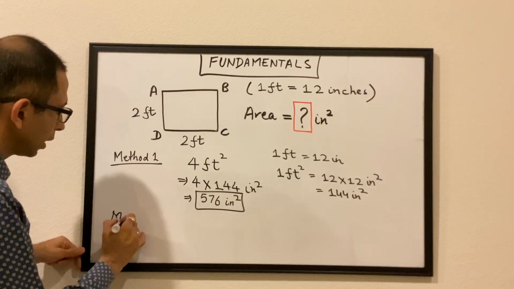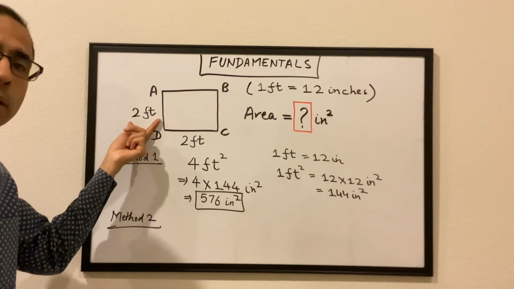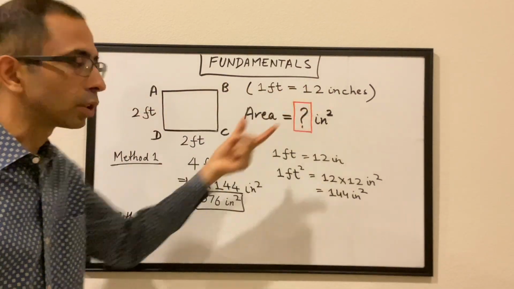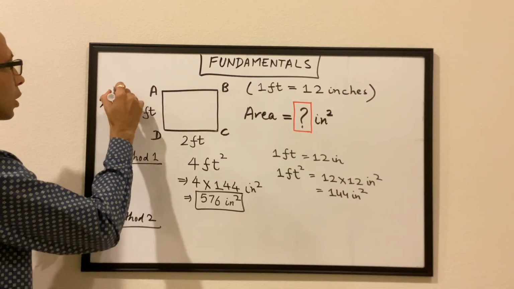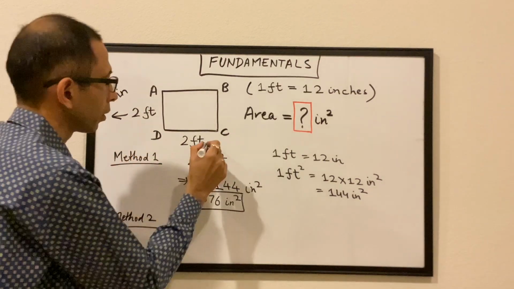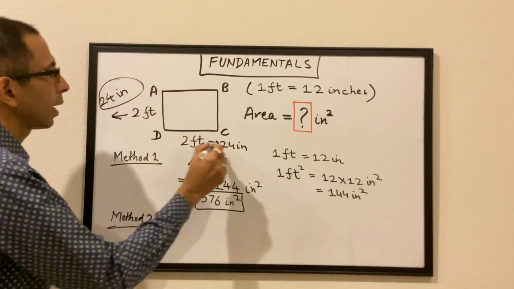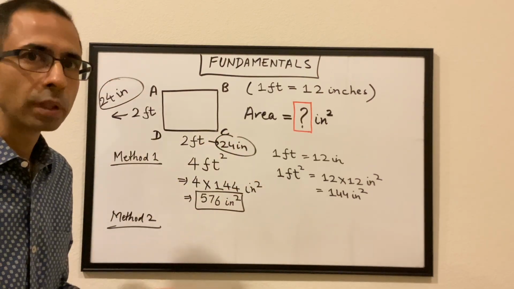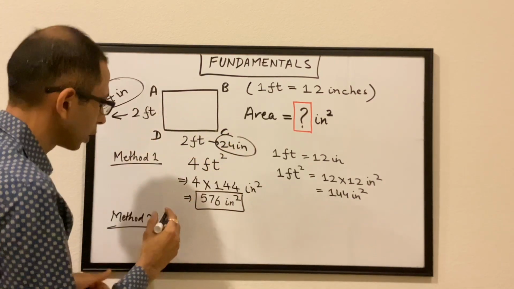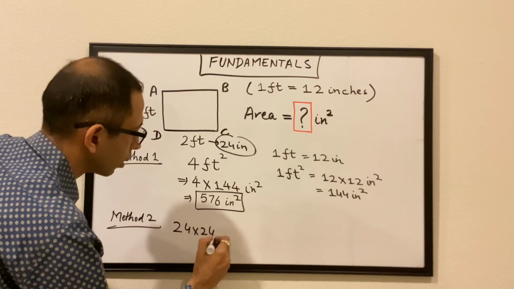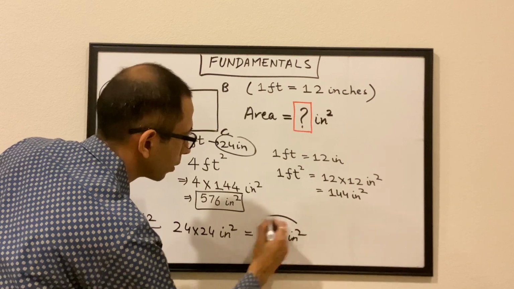Method 2 could be that we convert this side into inches here itself, because 1 foot is equal to 12 inches. So 2 feet will be equal to 2 times 12, which is 24 inches. Same thing here, so this side is also 24 inches. So now we have got the sides in inches directly to begin with, and hence the area of the square in inches square would be 24 inches times 24 inches, which is again 576 inches square.